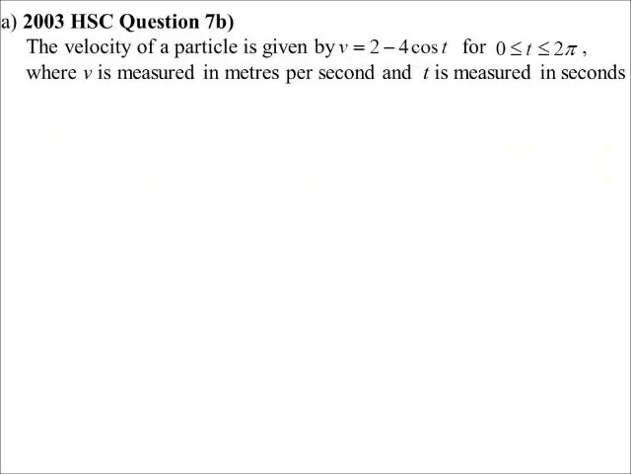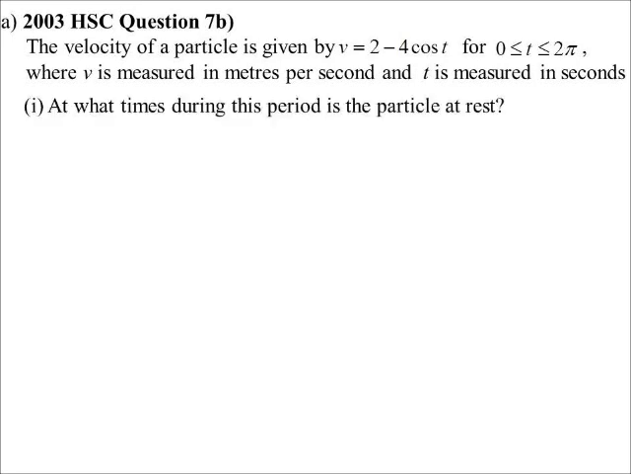All right, let's have a look at a couple of questions. Another trig graph, this velocity time graph in this case. So 2 minus 4 cos t, v is in meters per second, and t is in seconds. At what time during this period is the particle at rest?